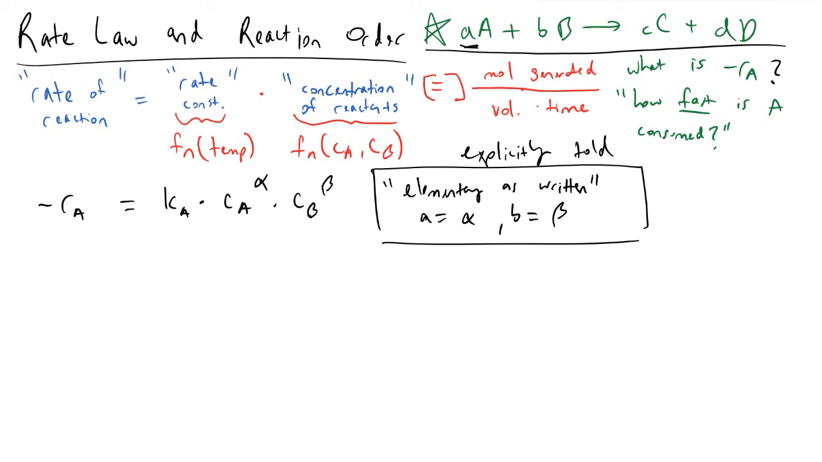And to explicitly define the reaction order, which is typically denoted with the variable n, it is equivalent to alpha plus beta. And so if our coefficients were both 1 and this was an elementary reaction, we would have a reaction order of 1 plus 1, which would be 2, so this would be a second order reaction, for instance.